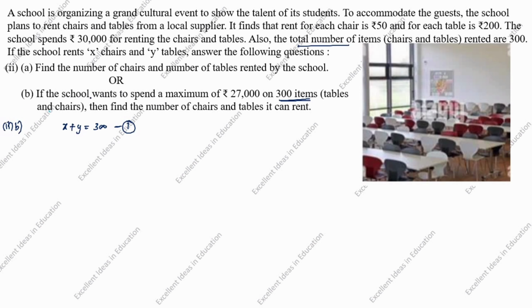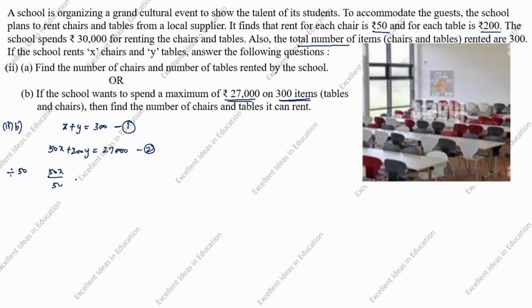Next, school wants to spend a maximum of rupees 27,000. So what we will take? Chairs is 50 rupees, table is 200. This won't change. We will write it as it is. 50x plus 200y is equal to this 27,000. We will write it here. This is second equation. We will simplify this one divided by 50.